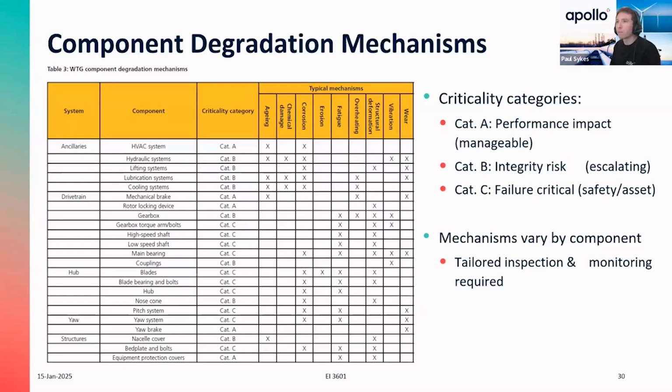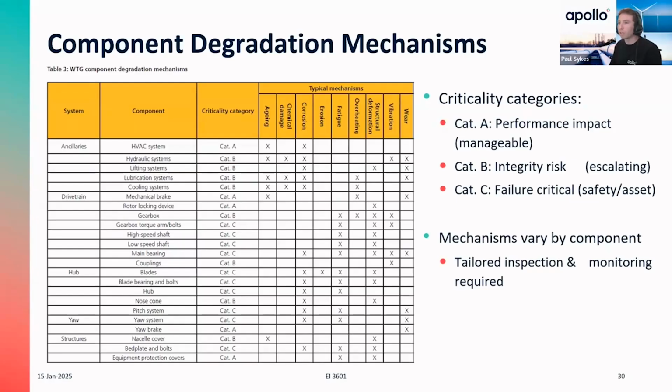The table is organized by system and then broken down into the individual components within those subsystems. And then across the top, it highlights the typical degradation mechanisms considered in the guideline, such as corrosion, fatigue, overheating, vibration, and wear. So what this table shows quite clearly is that there isn't a single dominant mechanism across all the components, and most items are actually exposed to multiple degradation processes, which is why a one-size-fits-all inspection or maintenance approach isn't correct and just won't work.